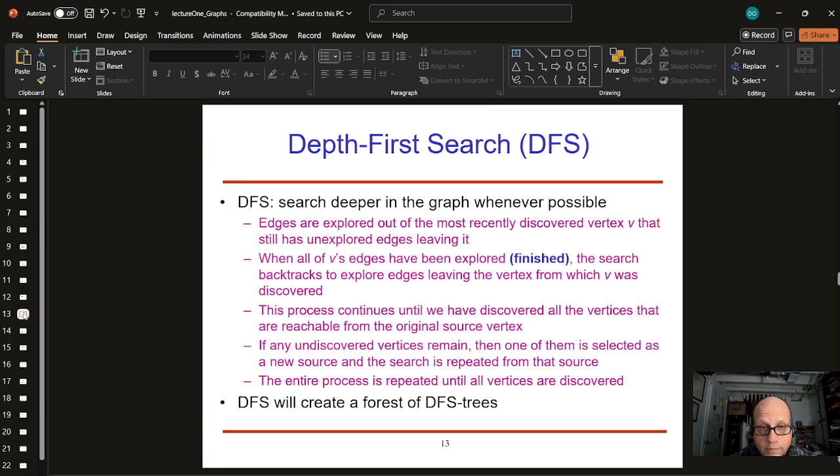So let's draw a means of comparison between this and the depth first search, the DFS. In DFS, we search deeper in the graph whenever possible. Edges are explored out of the most recently discovered vertex V that still has unexplored edges leaving it. When all of V's edges have been explored, the search backtracks to explore edges leaving the vertex from which V was discovered. This continues until we have discovered all the vertices that are reachable from the original source vertex. If any undiscovered vertices remain, then one of them is selected as a new source, and the search is repeated from that source. Here, the entire process is repeated until all vertices are discovered, and DFS will create a forest of DFS trees.